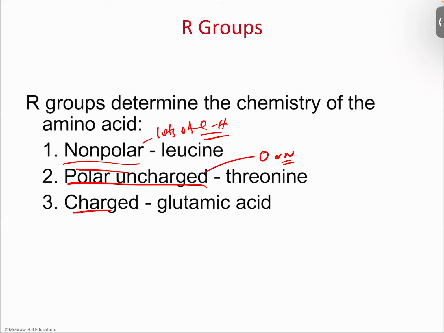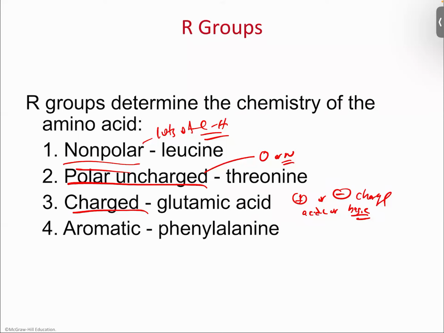Then we have the charge, right? This is where we're going to either have positive or negative charge. And basically, this is acidic or basic, and it's kind of about pH or its acidity characteristics. And then we have a special one, aromatic.